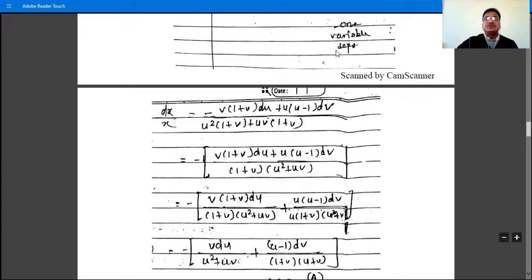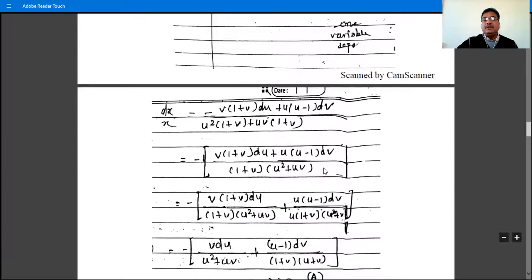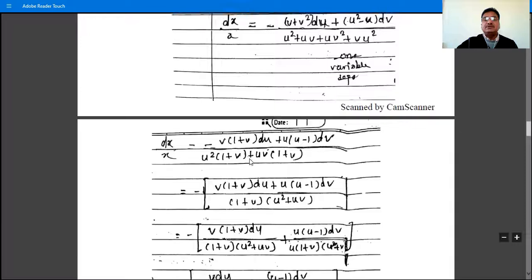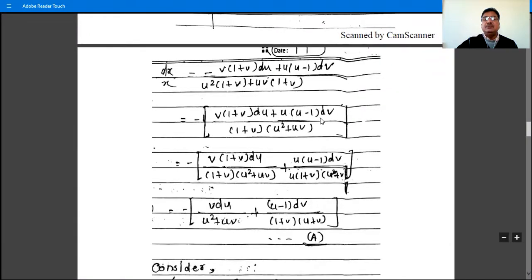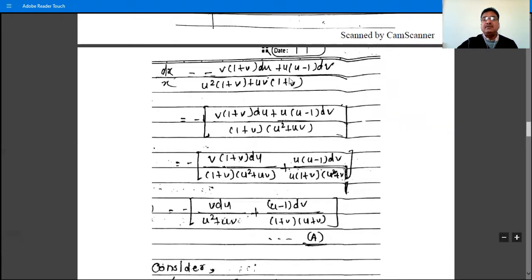Okay. So here the simplification is what? Take v as common. So in bracket we have 1 plus v du. Take u as common. In bracket u minus 1 dv. Then take negative sign here. V(1 plus v) du plus (u minus 1) dv divided by, the simplification of this is what? Take u square common from these two terms. We have 1 plus v. Take uv as common from these two terms. We have 1 plus v. Then take 1 plus v as common. So we have u square plus uv.